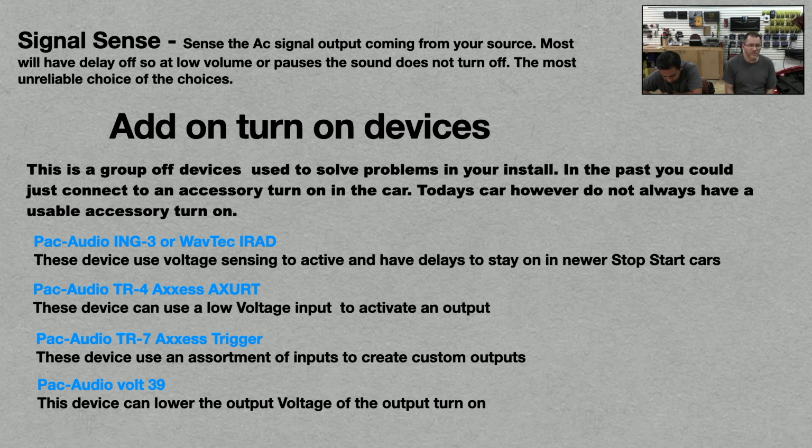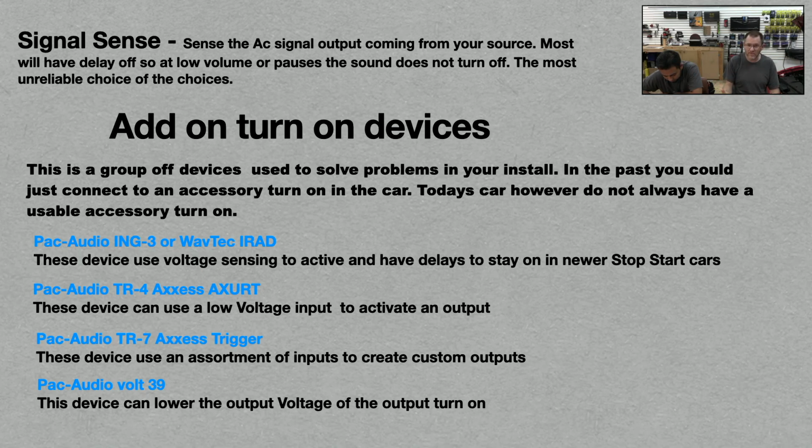PAC Audio makes the TR4, and Access makes the AUX URT. These devices can use a low voltage input to activate an output. This is basically something akin to looking for DC offset. You could take both of these devices, and if your sound system has DC offset, you can connect the positive wire to the positive speaker wire, ground it, and it has an output that will turn a device on.